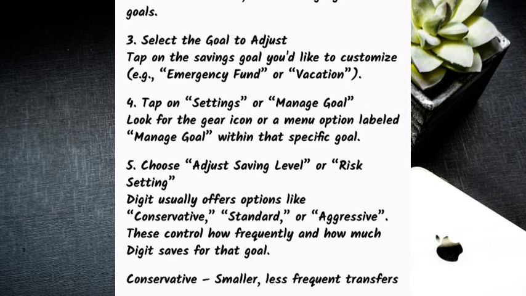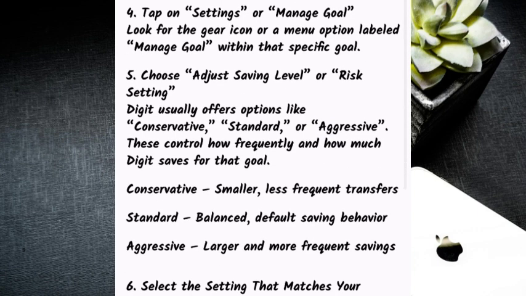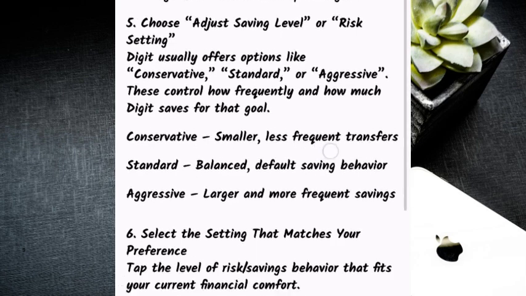Next, choose adjust savings level or risk settings. Digit usually offers options like conservative, standard, or aggressive. These control how frequently and how much Digit saves for that goal. For conservative, it saves smaller, less frequent transfers. For standard, it's balanced default saving behavior. And for aggressive, it's larger and more frequent savings.